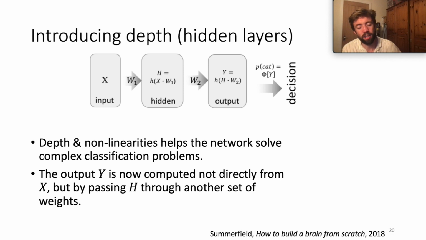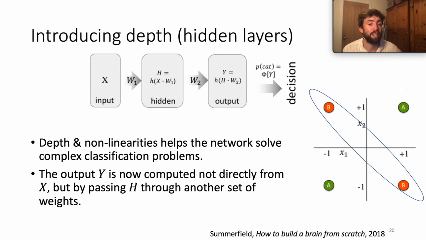And the key idea here is that the output y is not computed directly from x, but passes through another set of weights, or maybe multiple other sets of weights, via nonlinear activation functions as well. And now we can find nonlinear separation boundaries between different categories in a set of data.